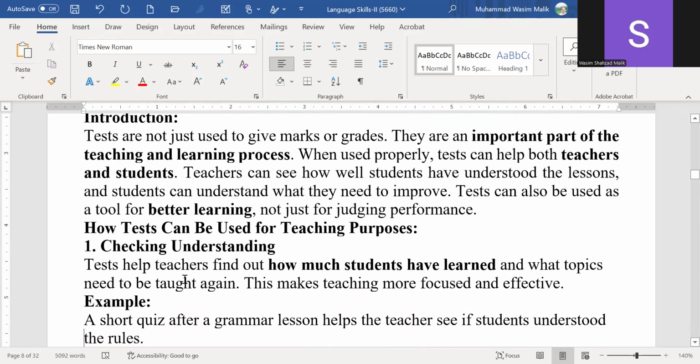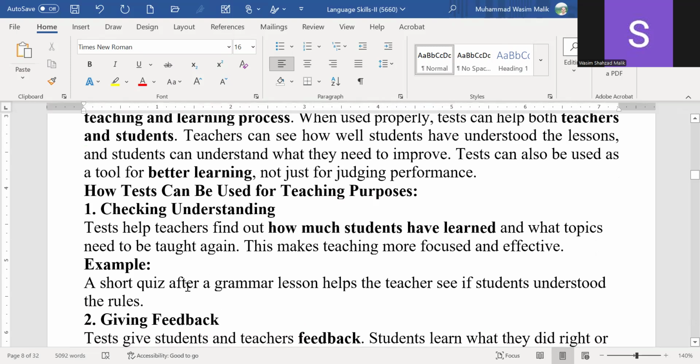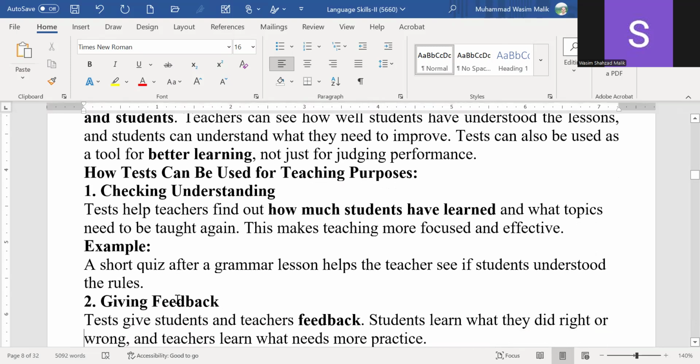How tests can be used for teaching purposes. Checking understanding. Tests help teachers find out how much students have learned and what topics need to be taught again. This makes teaching more focused and effective. For example, a short quiz after a grammar lesson helps the teacher see if students understood the rules or not.